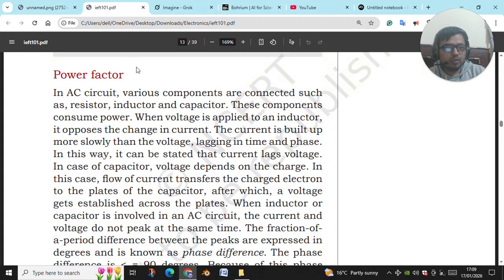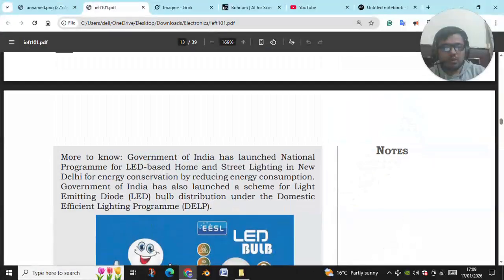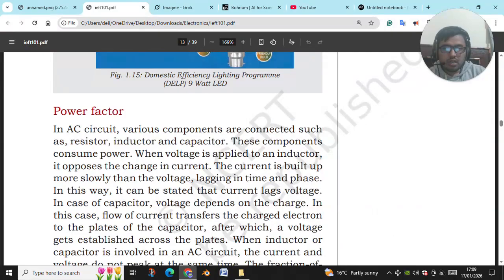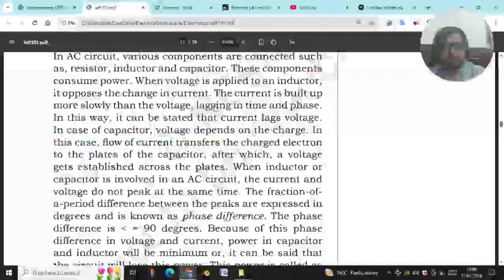Now, in previous parts we have studied that the Government of India has launched a national program of LED based home and street lighting. Now we move to power factor.